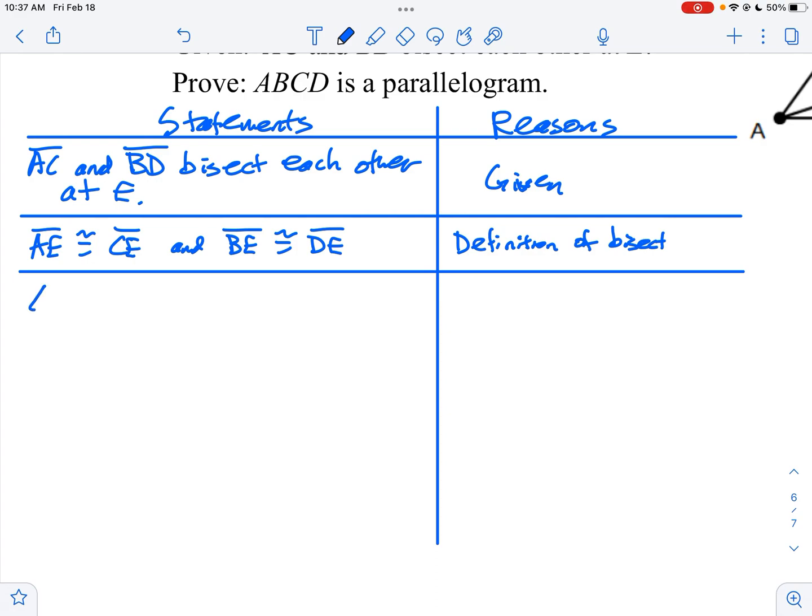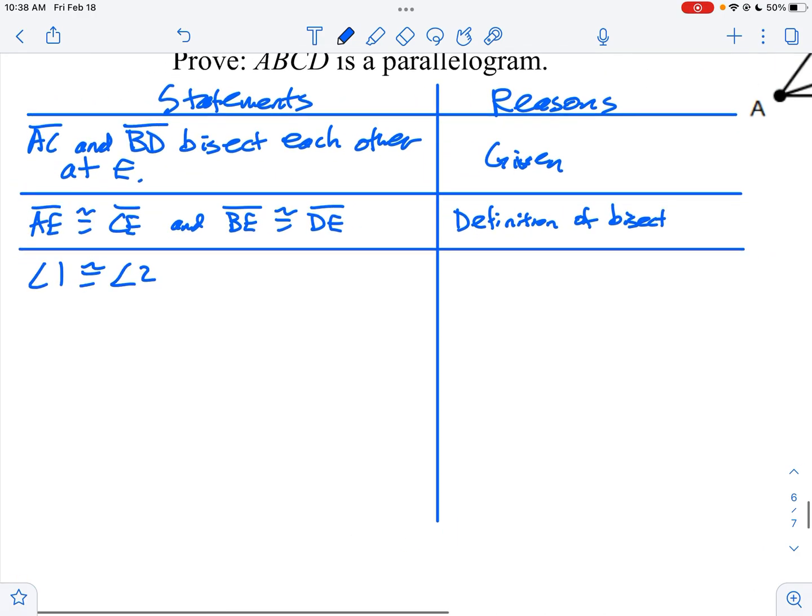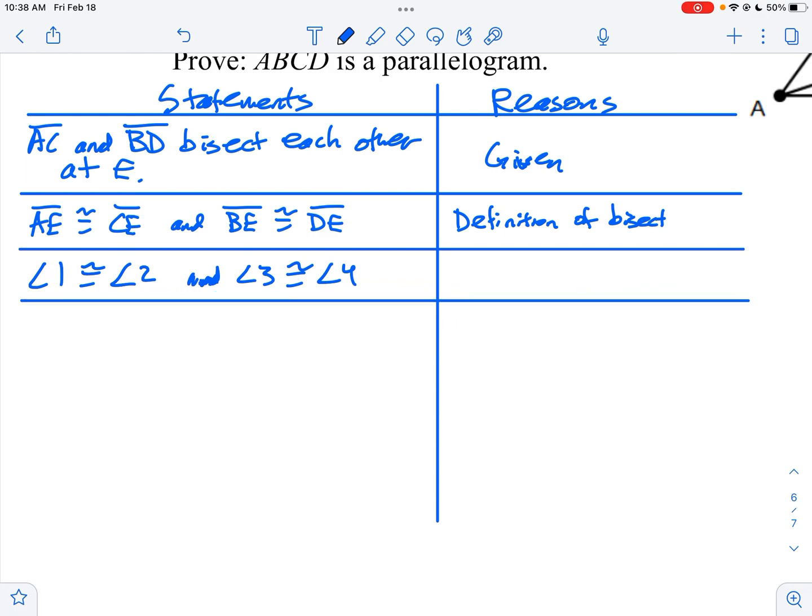And we can say our angles inside there are congruent. So we got angle 1 congruent to angle 2. And then angle 3 is congruent to angle 4 for the same reason, being that they are vertical angles.